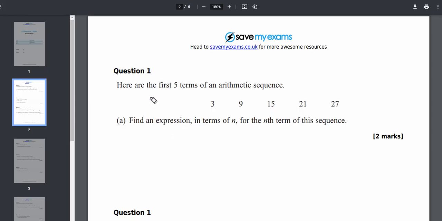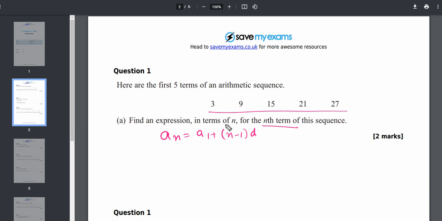Alright, so here we have a question. It says here are the first 5 terms of an arithmetic sequence. So we have been given an arithmetic sequence, and we have to work out the expression in terms of n for the nth term. As I've just explained to you, we'll use the formula a of n equals a1 plus n minus 1 times d.